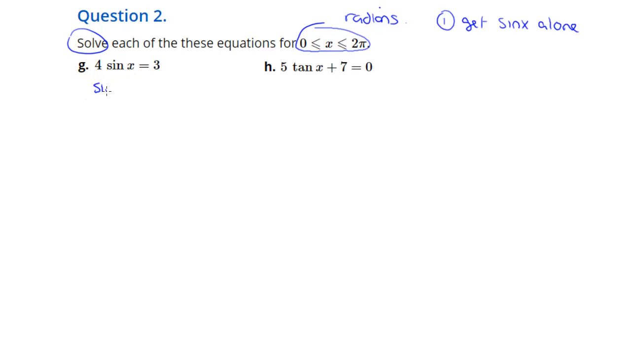The first step is we have to get sine x alone. So we're going to divide both sides by 4. The next step is that we're going to do the inverse of sine, so that way I can switch the x into 3/4 and find out what x is.